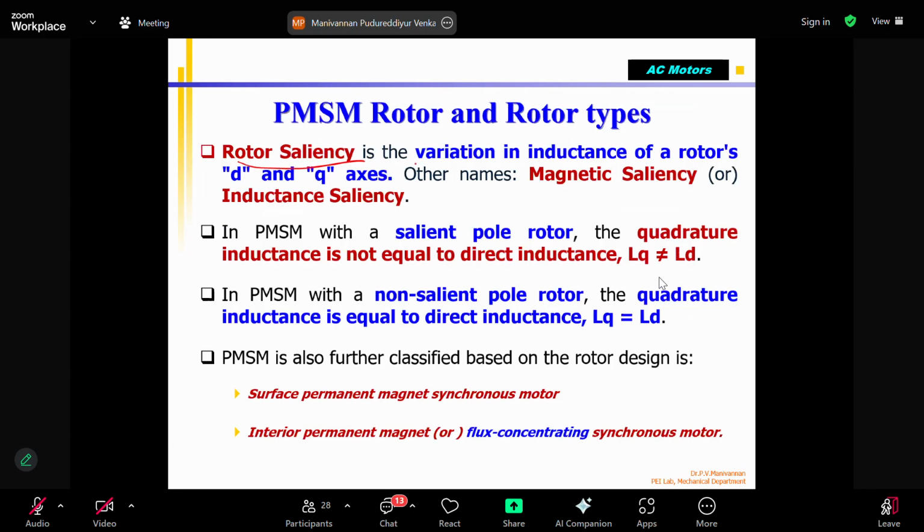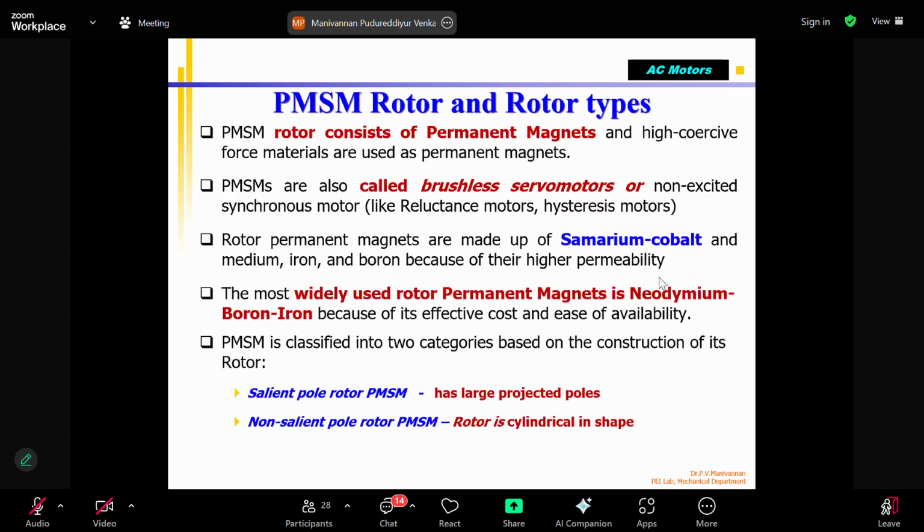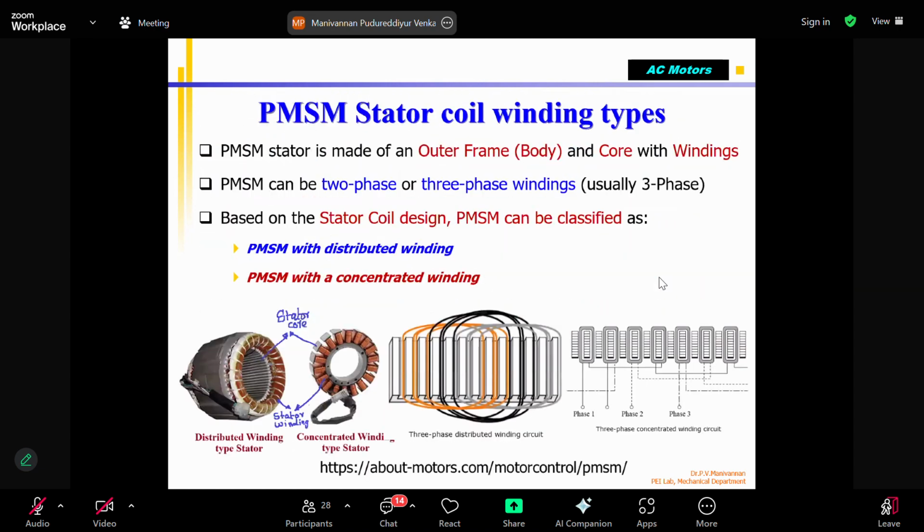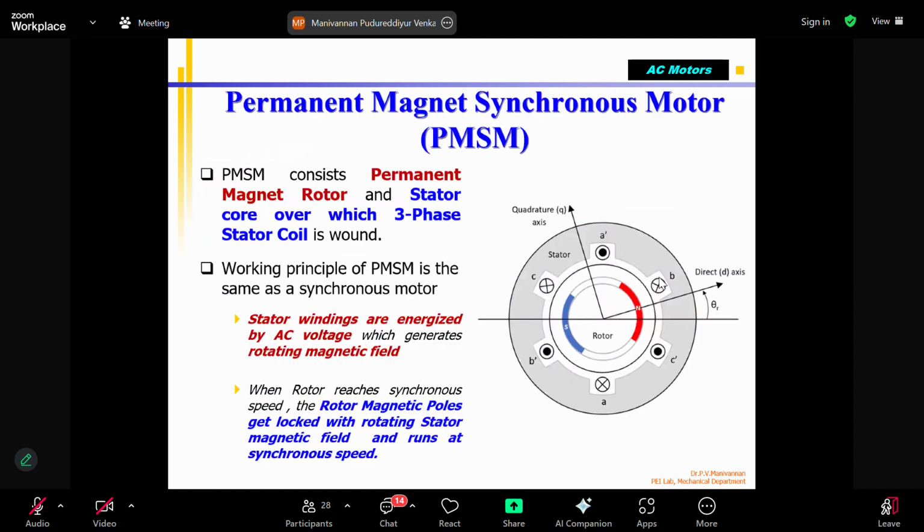Rotor saliency is the variation in the inductance of rotor in D axis and Q axis. D is called direct axis. Q is called quadrature axis. The other name for rotor saliency is magnetic saliency or inductance saliency. Okay. That is shown here. If I show a picture, you can see here.